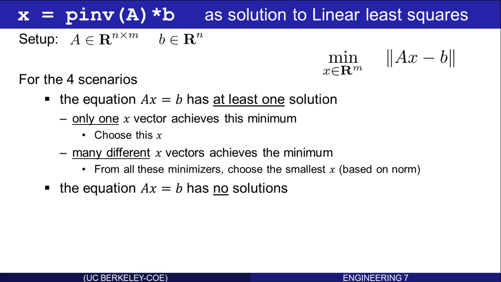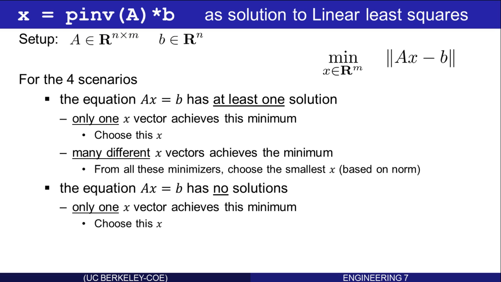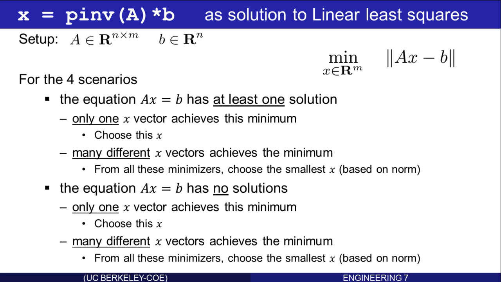For the situation where Ax equals b has no solutions and the norm of the minimum mismatch is positive, it's possible only one vector achieves the minimum, and pinv(A) times b gives that value. If there are many different x vectors achieving the minimum, then pinv(A) times b chooses from among all those minimizers the x with the smallest norm.